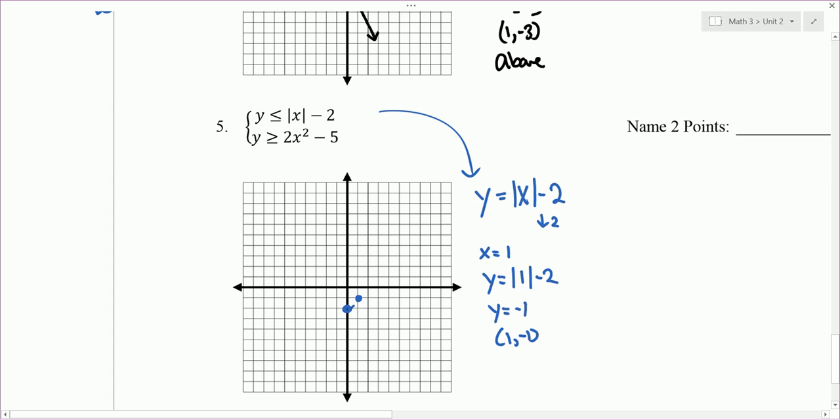Should it be dashed or solid? Well, our inequality sign contains an equal sign in it, so we are going to be solid, which just is telling us everything on this line is also a solution to that inequality. And we're going to shade below. Okay, the second one.